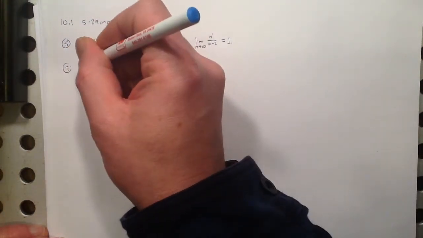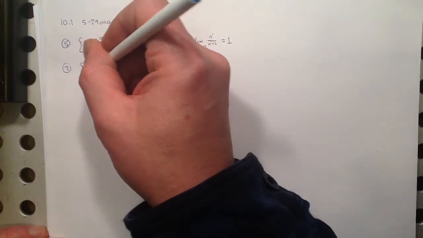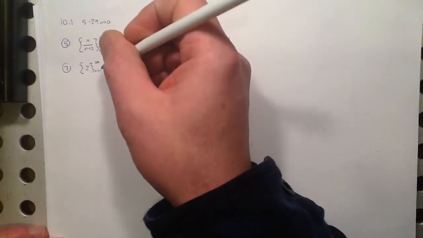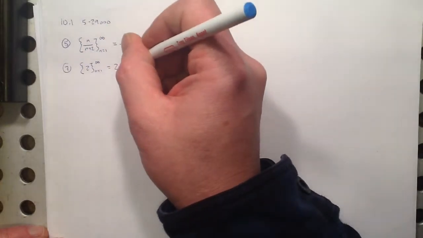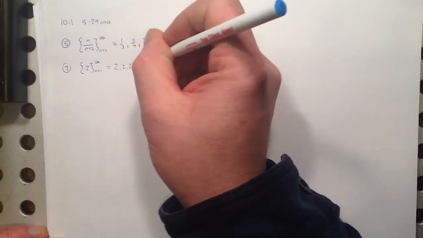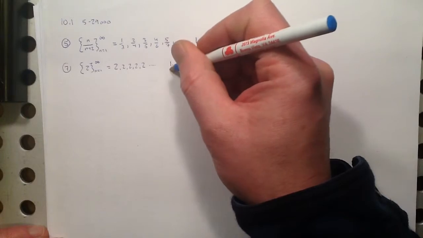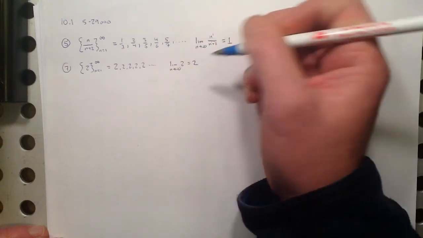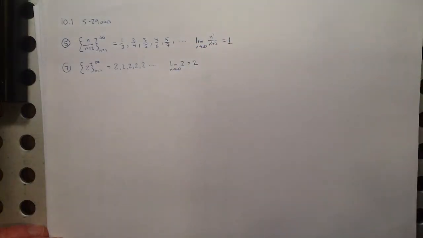Number 7. We have the sequence, kind of a boring sequence here. There's no place to put the n. The terms in this sequence are just 2. It's 2, 2, 2, 2, 2, etc. What's the limit as n approaches infinity of 2? Well, it's 2, right? There's no place to plug the n in. So this sequence converges to 2. In fact, it's always just equal to 2.